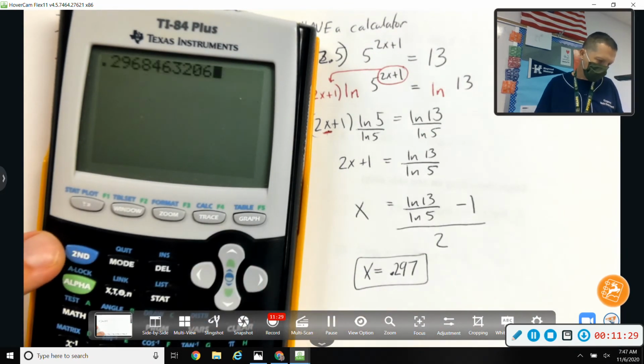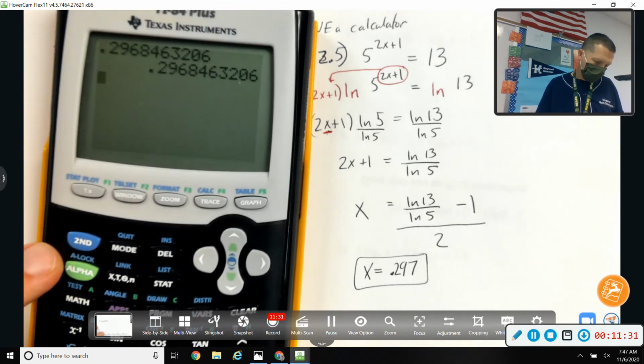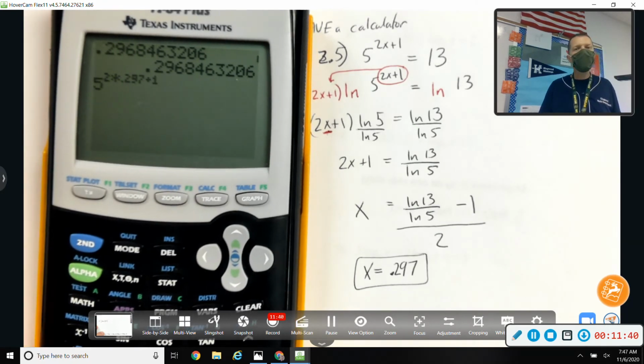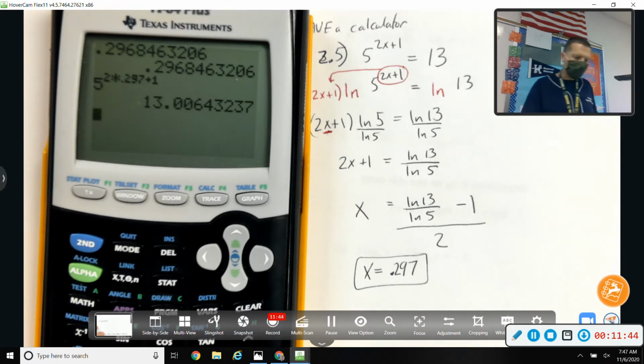There it is, 0.297. So 5 to the 2 times 0.297 plus 1 is supposed to be 13, and it's pretty close because of rounding. So I feel good about my answer.